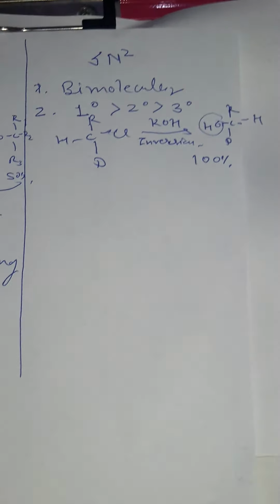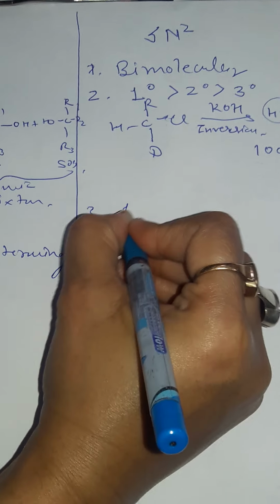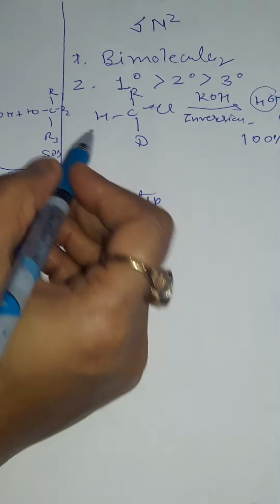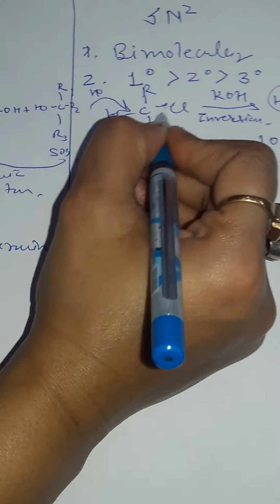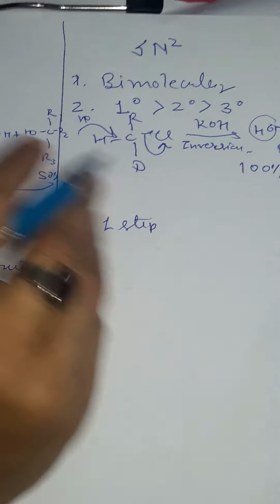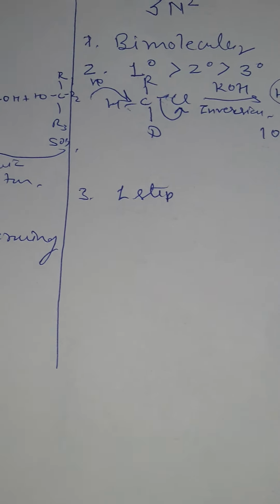This reaction occurs in a single step. One step means the attack of OH on this carbon and the removal of this Cl happen in one step. That's why the backward attack and inversion of the product is obtained in this case.